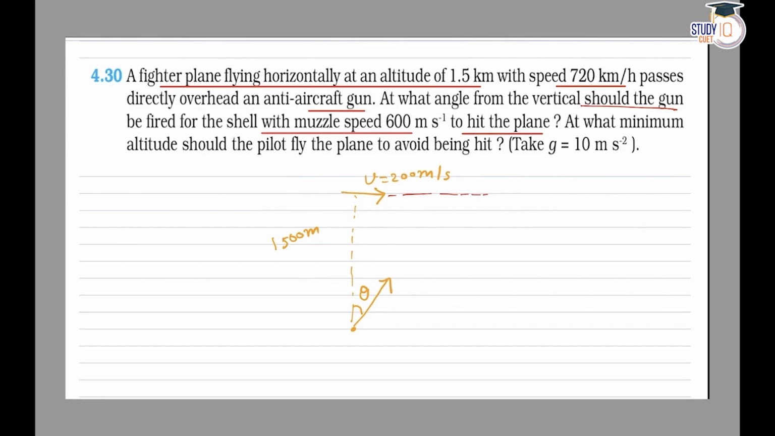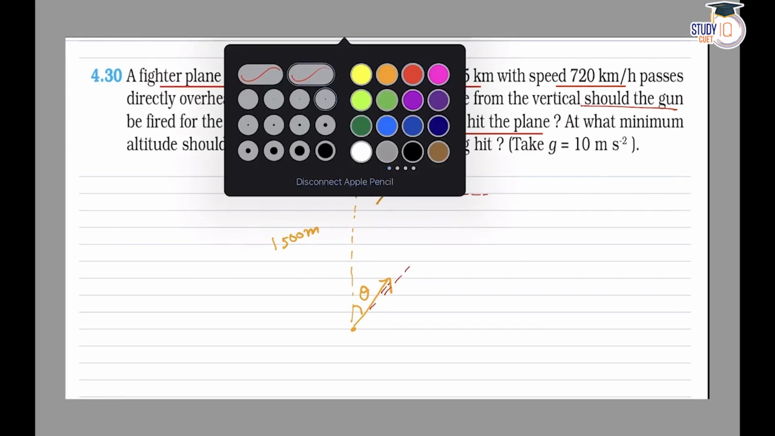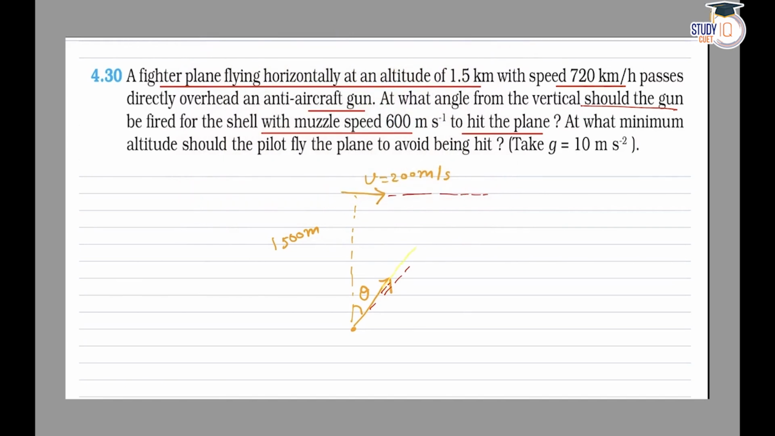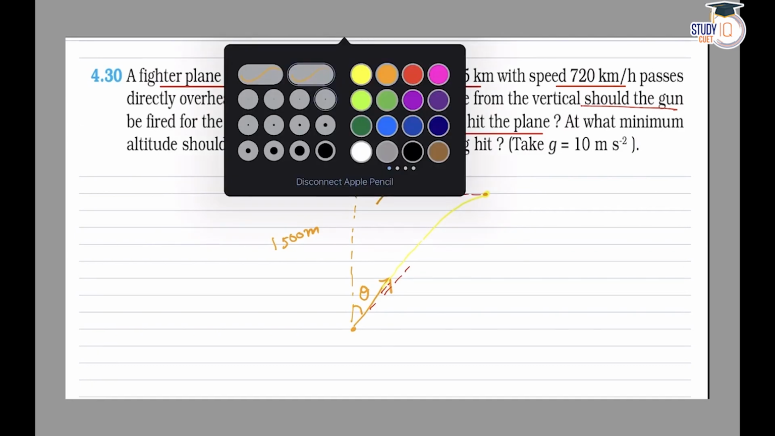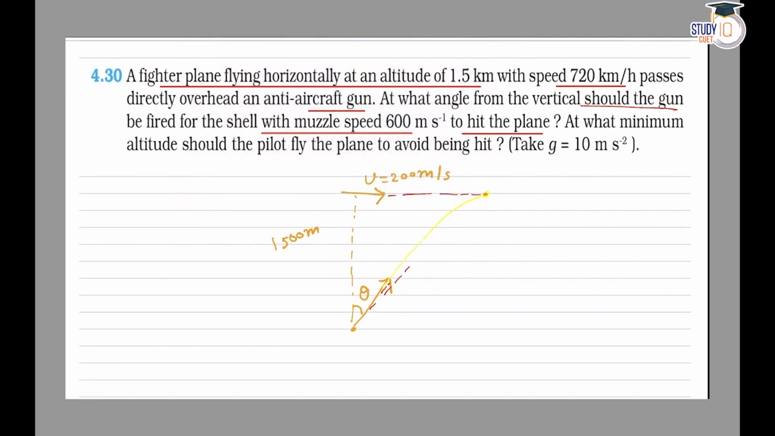After t time, the bullet will reach the fighter plane. So in order to hit the fighter plane, both must have the same displacement in x direction. So let's say the displacement of the fighter plane in x direction is x. So the displacement of the bullet in x direction should also be x. So we use different equations for the bullet and the fighter plane. First we are taking the case of the bullet.